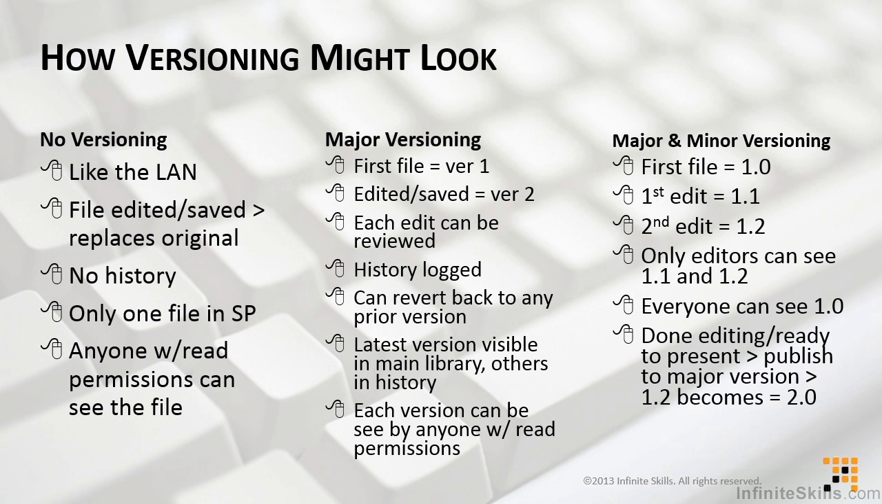When the editing team is done with it, they're going to go ahead and publish it to the next major version. That means in our scenario, 1.2 is going to become 2.0. And at that point, everybody with at least read permissions to the library will be able to see 2.0. I know it may seem complicated, but when you start working with versioning, it actually becomes pretty obvious what's happening. And SharePoint is also good about only showing you what you need to see. So if you're a user and you're not an editor, it's going to be simple. You will only see the last published version that you have rights to see.